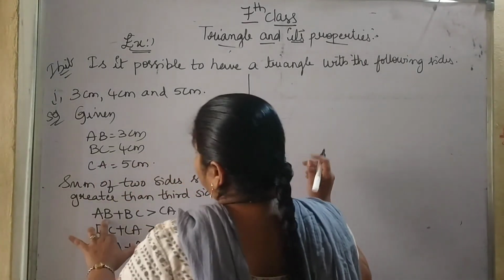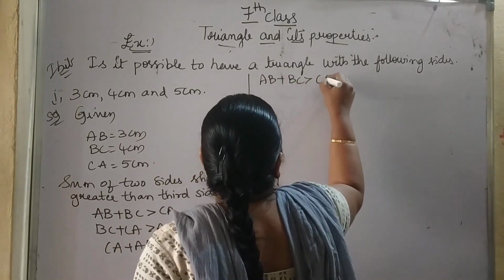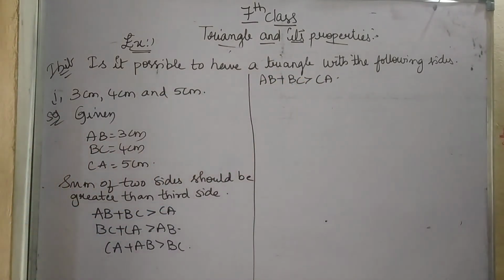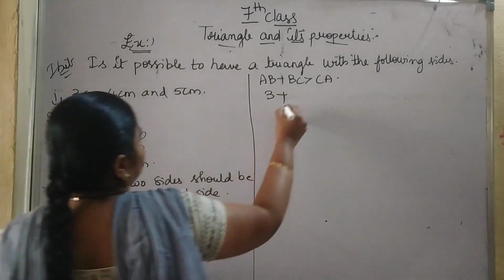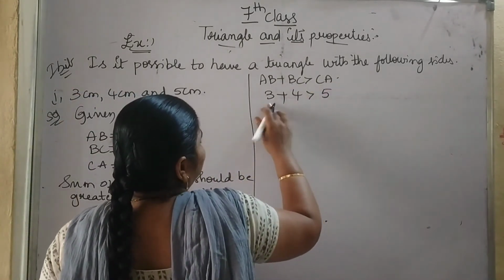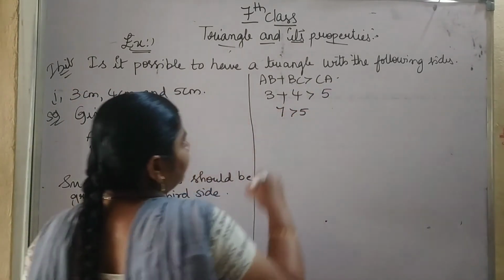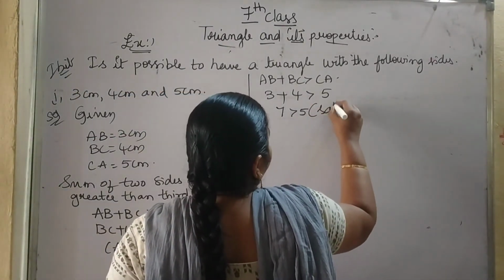So first one, AB plus BC should be greater than CA. What is the AB value? AB is 3, BC is 4 and CA value is 5. 4 plus 3 is 7. 7 is greater than 5. Is it right? Yes, 7 is greater than 5. So it is satisfied.